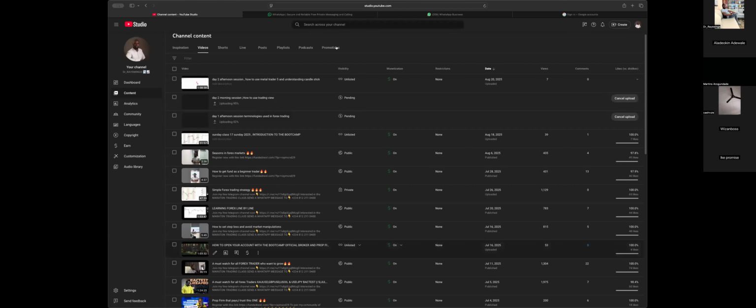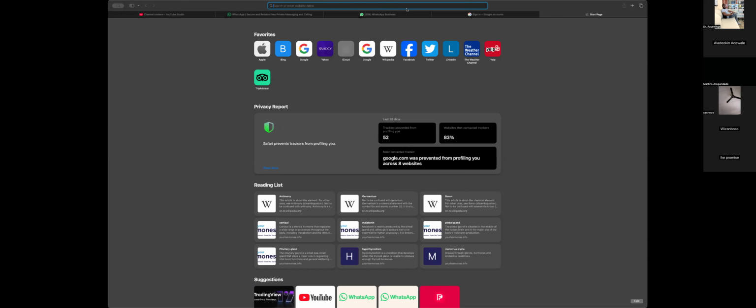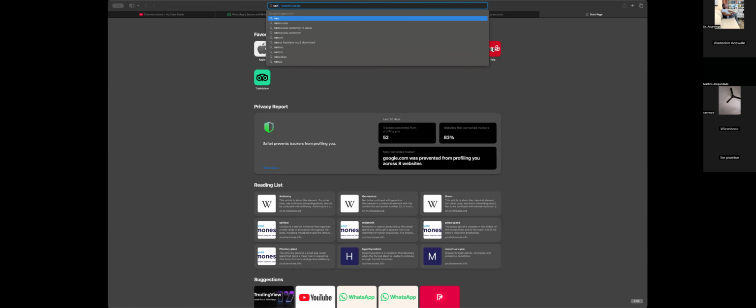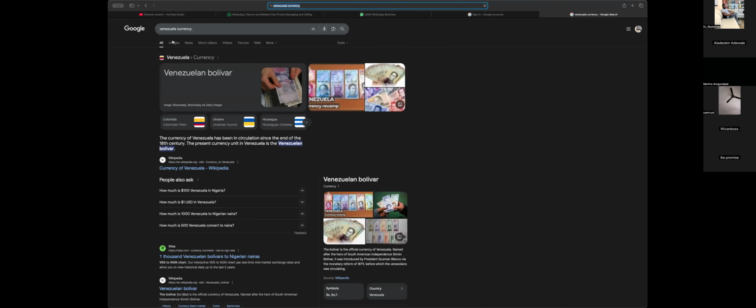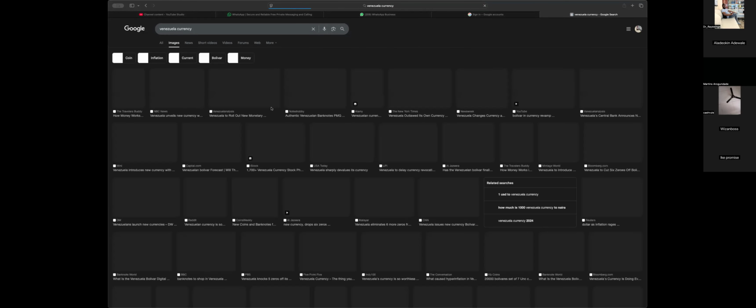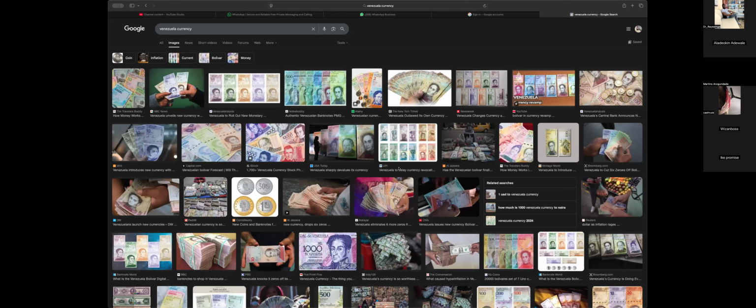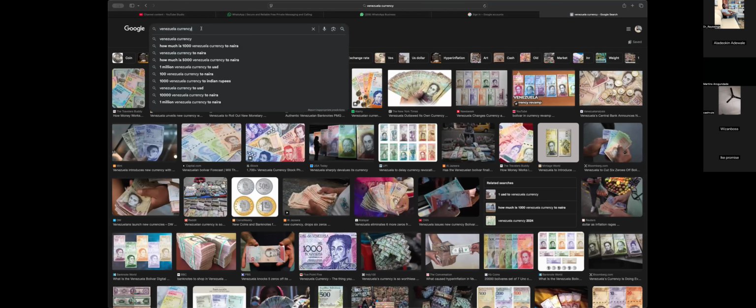So in Venezuela, you will notice. In fact, let's check their country out. Let's check Venezuela out. Let's look at Venezuela's currency. So look at this. Let me show you an image. This is their currency.